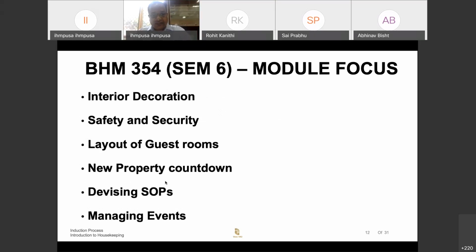Similarly, in semester 6, you would be studying interior decoration, safety and security, layout of the guest rooms, new property, devising standard operating procedures, and managing various events. So this is the syllabus for all 3 years that you are going to study.